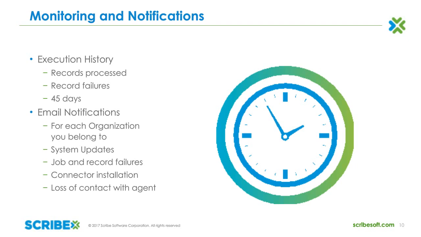Email notifications are unique to each organization that you belong to, and so you can get email notifications for things like system updates that are coming, job and record failures, connector installation, and if your agent is having trouble communicating with the cloud. So let's take a quick look at those. I know we're starting to run up against the 25-minute boundary that I talked about earlier, but I want to make sure I show a little bit of this to you.